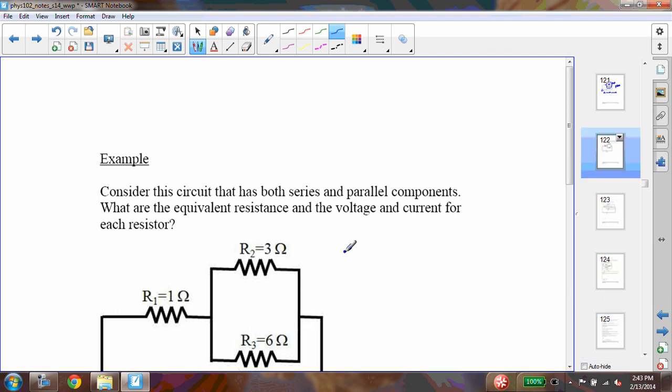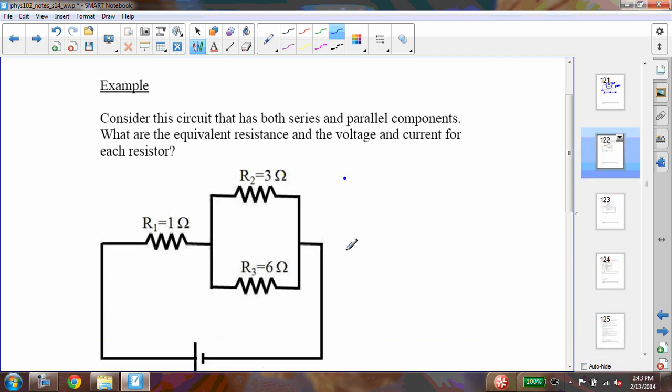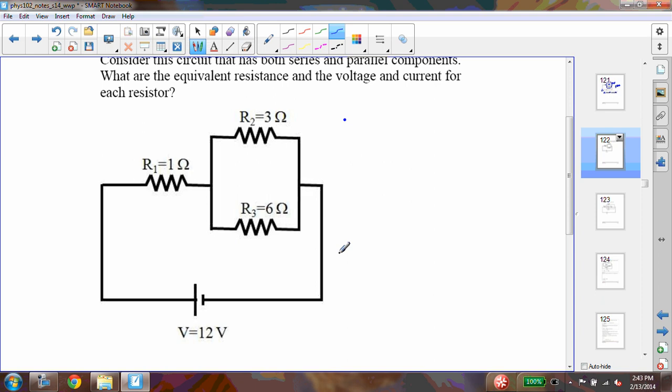Let's do this example. This is a circuit that has both series and parallel. And we did similar ones with capacitors, but we're going to work through these, and then we'll work up to increasing difficulty. I have two resistors. I want to know what is the equivalent resistance, and I want to know the voltage and current for each resistor. Okay, so first of all, let's just find the equivalent resistance of these two.